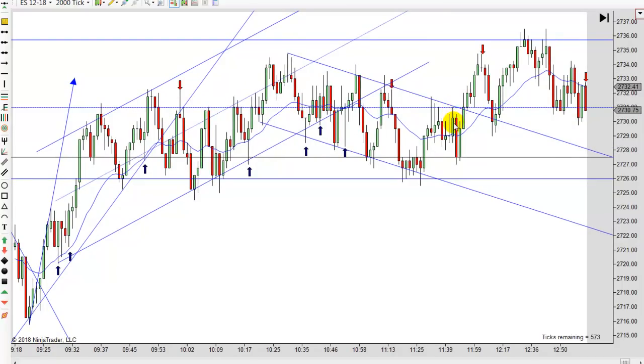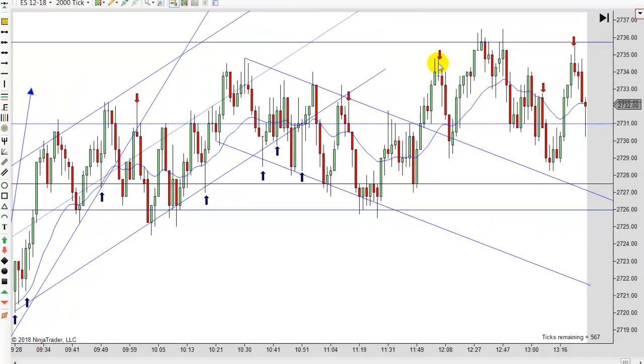Then you make another attempt to go higher. That bar's too bullish, and you bounce once again. And again, you just shoot right outside of this, and you can see the midline here still working prices. But this is the first break of this downtrend.